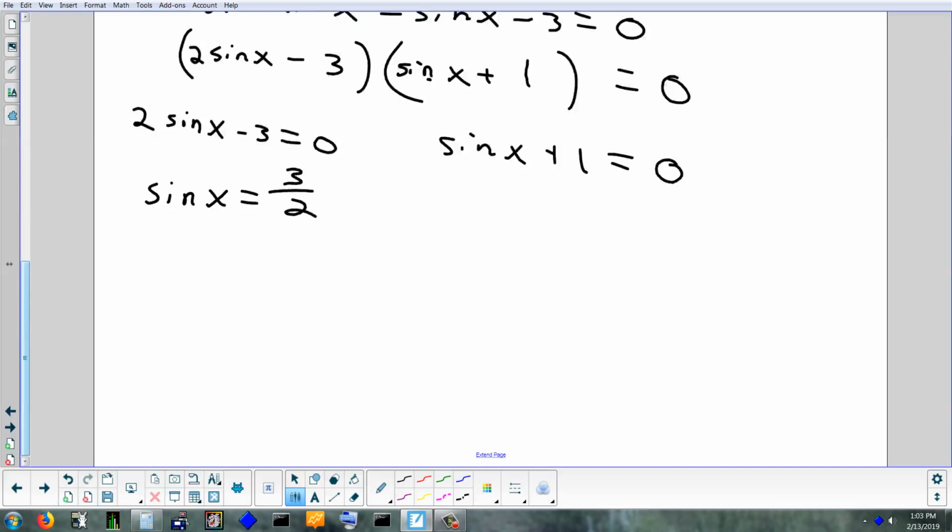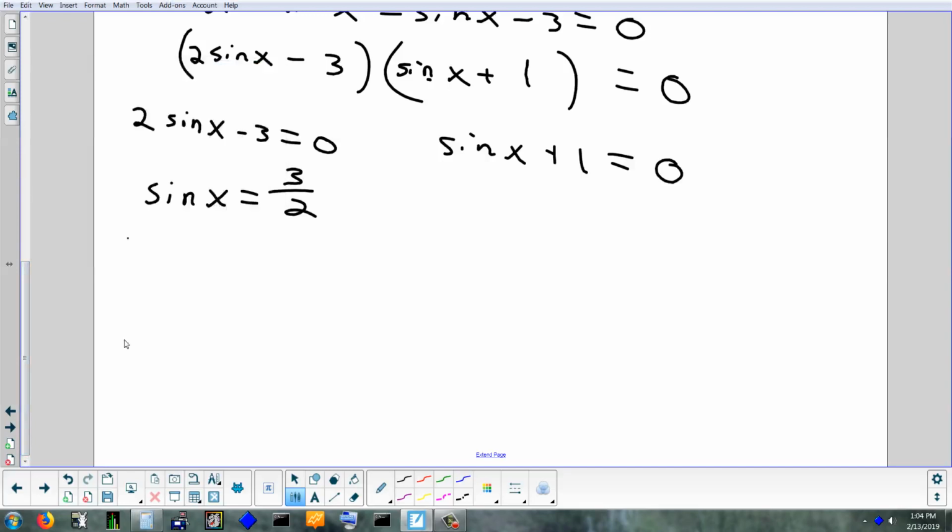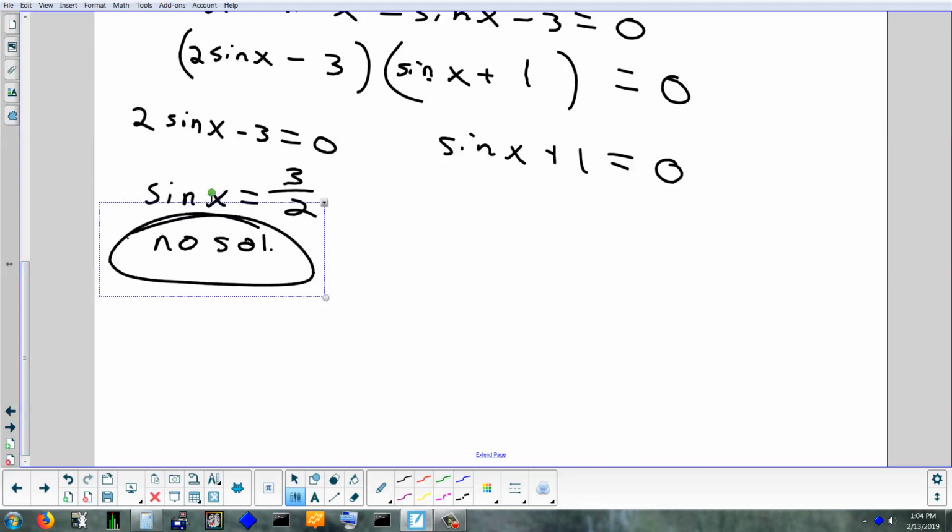What's 3 halves as a decimal? 1.5. How high does the sine function go? 1. It only goes to 1. It doesn't go to 1.5. So if you try to get rid of sine by taking the inverse sine of each side, the inverse sine of 1.5 gives me an error, which means from this part, I get no solution. Doesn't mean the whole thing is no solution. I still have something else to look at. But there are no angles you can take the sine of and ever get 3/2. That's impossible.